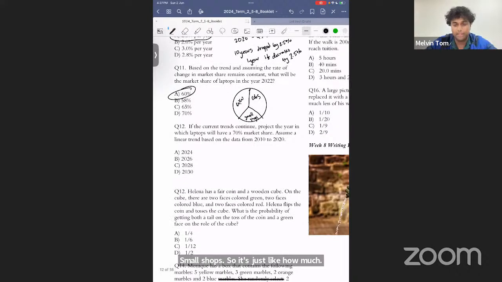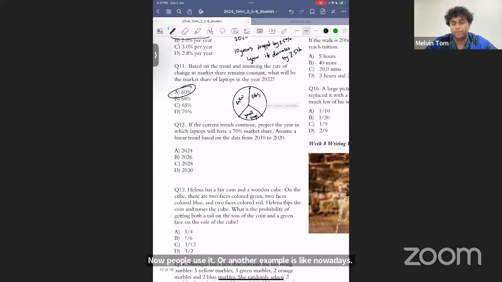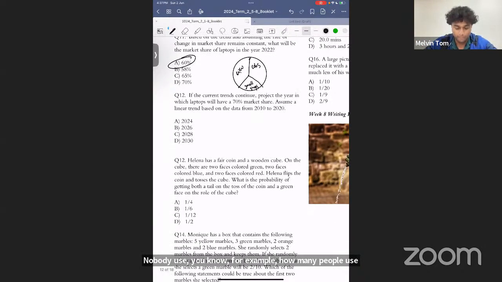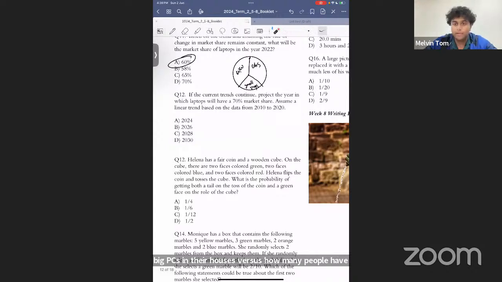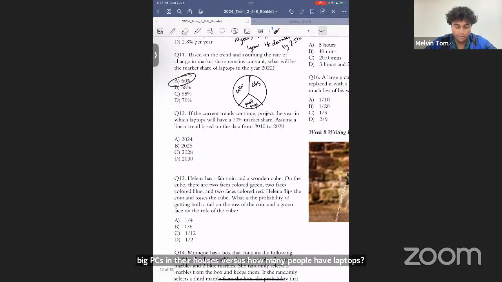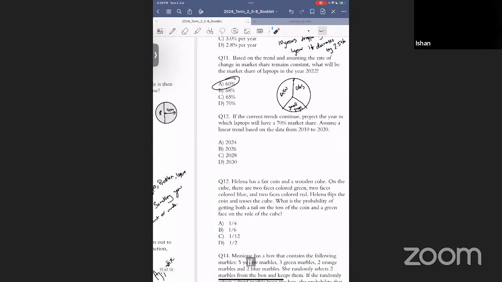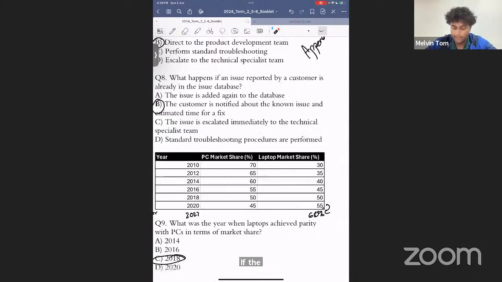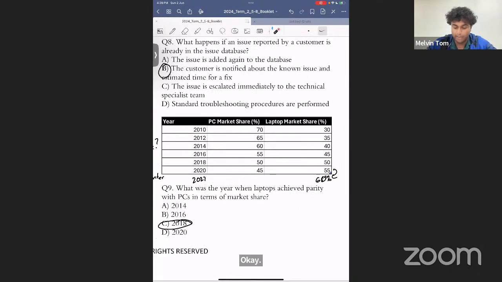Or another example is nowadays, how many people use big PCs in their houses versus how many people have laptops. Oh, so there's no working out for question 11, man. It's just going up by 5%. So you can just say 55 plus 5.